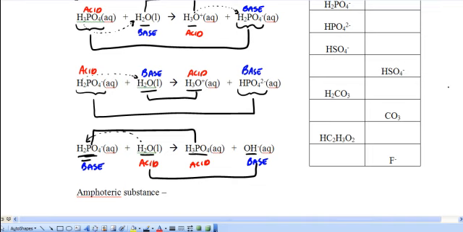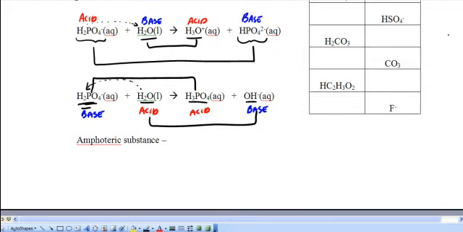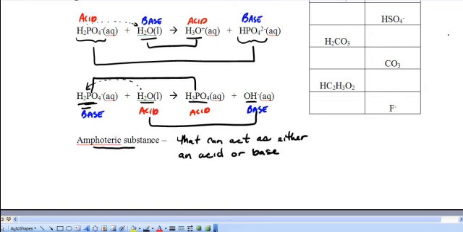Now you did notice that there are a lot of substances that behave both as acids and bases. They don't necessarily behave the same way in the same reaction, but the compound itself can act as either an acid or a base. That's exactly what an amphoteric substance is. It's a substance that can act as either an acid or a base, depending on the situation.